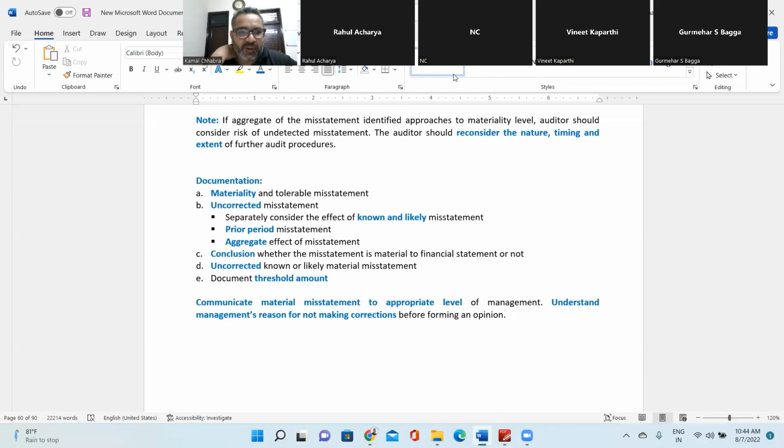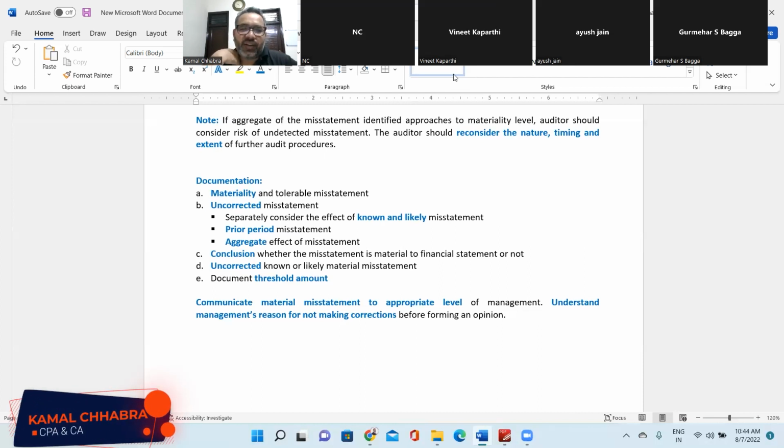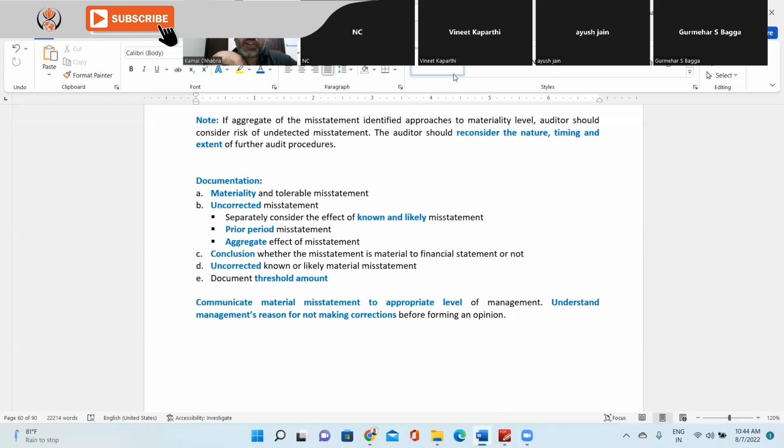Documentation: work not documented is work not done, right? So for all those critical areas, as an auditor, it's mandatory to have sufficient and appropriate documentation. So what all things do you need to document?